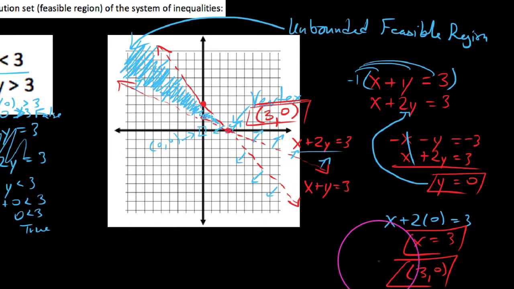This vertex point here would be the only vertex of the feasible region. You'd see it would just be unbounded in the upper left direction.